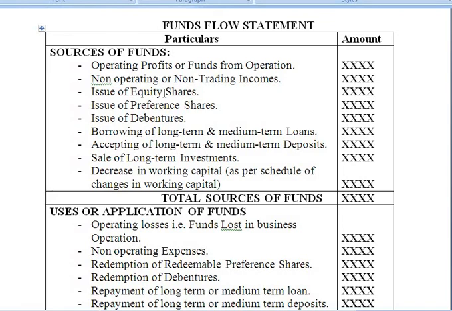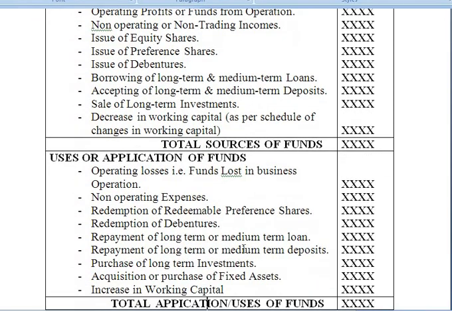Then sale of long-term investments. When you sell any assets or any investment, cash comes into the business, or funds come into the business, so that will be a source of funds. And the next one, decrease in working capital. Okay, so we prepare a schedule of changes in working capital. Whatever balancing figure will be there, and if that balancing figure is showing a decrease in working capital, then that will come under sources of funds. Okay, so after considering all the sources of funds, we have to make the total sources of funds, and for what purpose you have used those sources, that is nothing but application of funds.